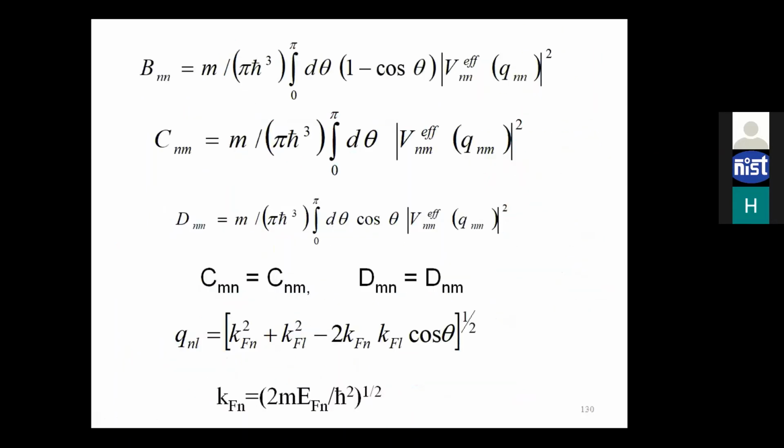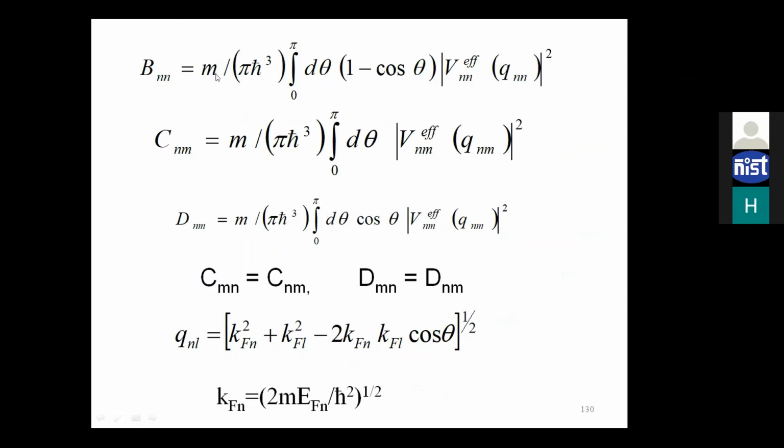The mathematical expression for these B, C, D depends upon the scattering angle theta, and it depends upon the screened scattering potential. So B, C, D can be expressed in terms of the scattering angle as well as in terms of the modulus square of the scattering potential. We will find out this potential in the next slide.